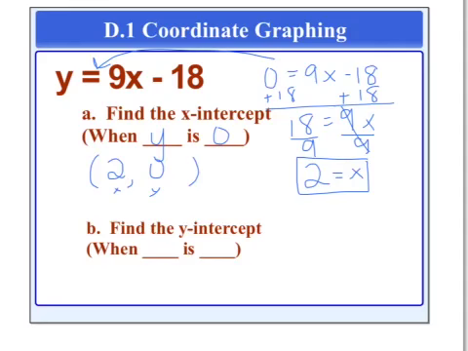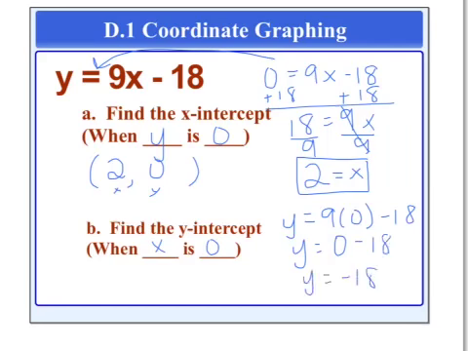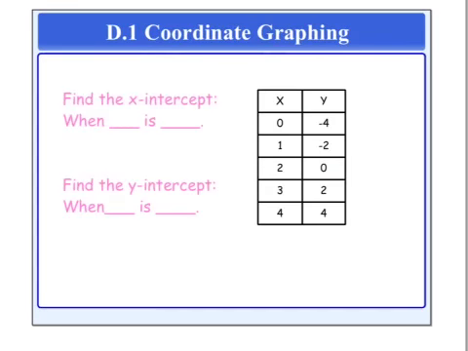Now if we want to find the y-intercept, it's when x is 0. So I'm going to go to my equation, and instead of x, I'm going to put in a 0, which gives me y equals 0 minus 18, which is y equals negative 18. If I put it as a coordinate point, my x is 0, my y is negative 18. There we go.